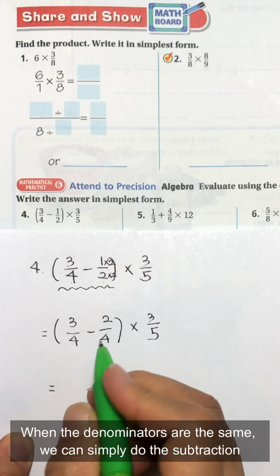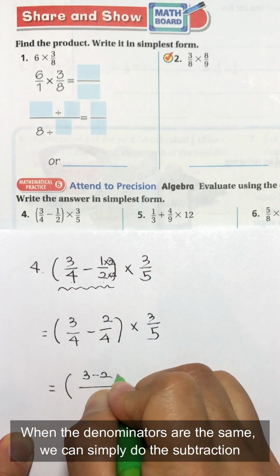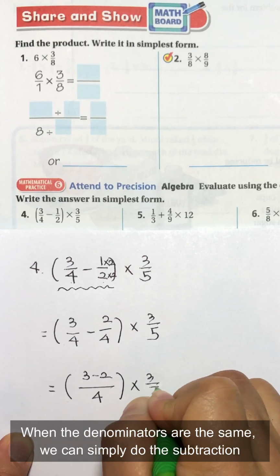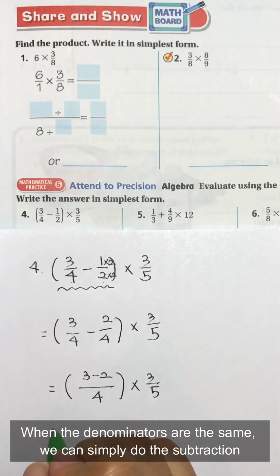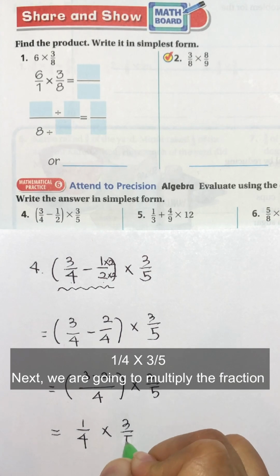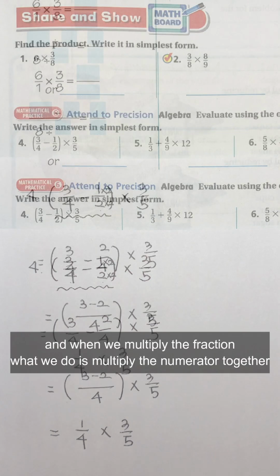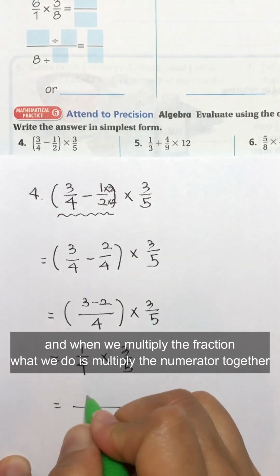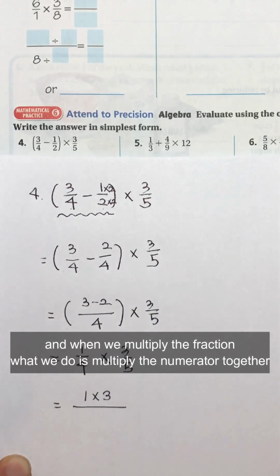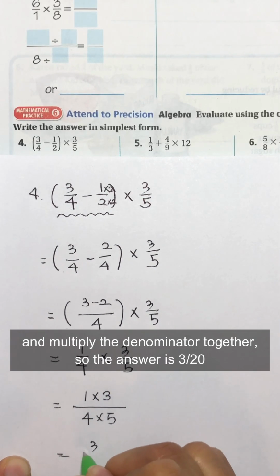When the denominator is the same, we can simply do the subtraction, and 1 over 4 times 3 over 5. Next, we are going to multiply the fraction, and when we multiply the fraction, what we do is multiply numerator together and multiply denominator together, so the answer is 3 over 20.